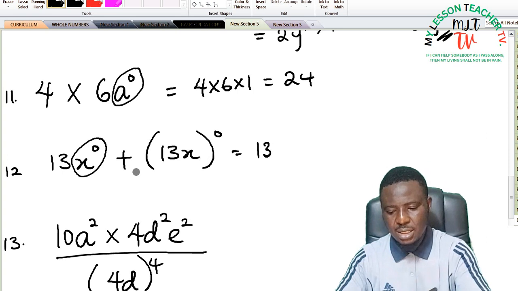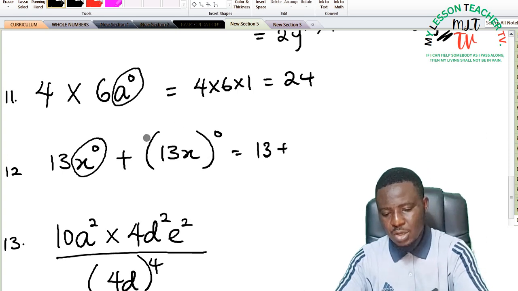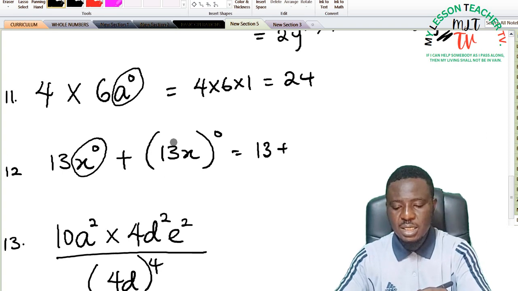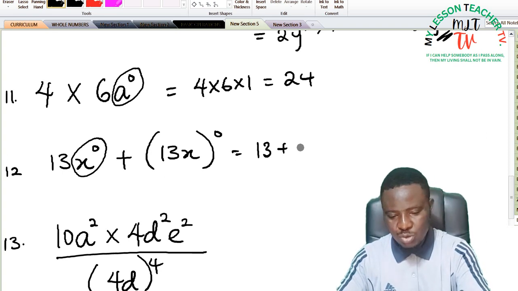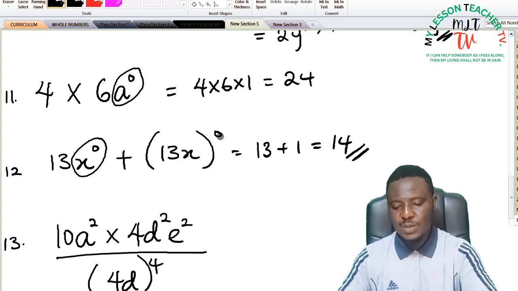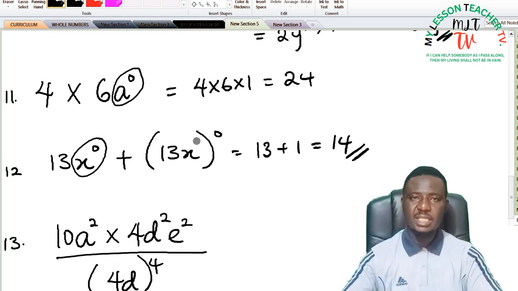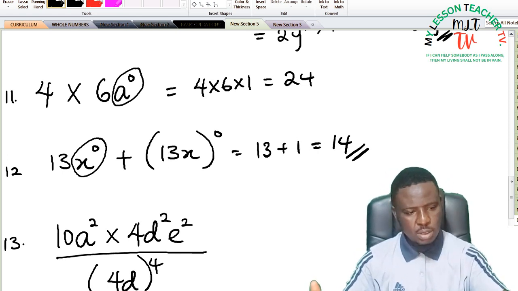13 times 1 is 13, plus the whole of this is said to be raised to power 0, which means 13x all raised to the power of 0 is said to be 1. So it means 13 plus 1, which is equal to 14. This is because the zero power law applies to everything in a bracket, and we said anything raised to the power of 0 is 1.